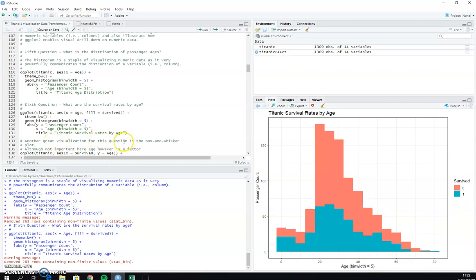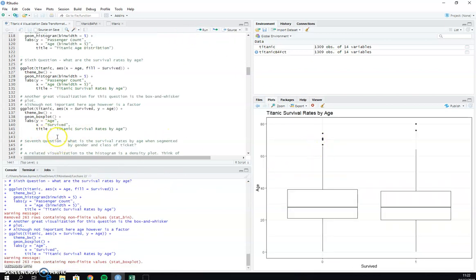Another visualization for this question is a box and whiskers. So take a look at that. And using the syntax here of the geometric box plot, when we look at the median age for those who perished as opposed to those who survived, it's not dramatically different. So at first glance here, there isn't striking evidence that the younger you were, the stronger the survivorship. At least it's not stark.